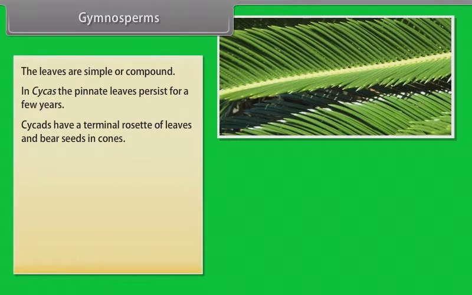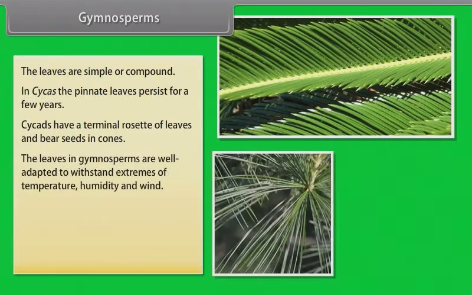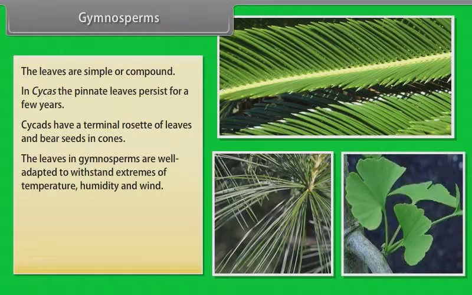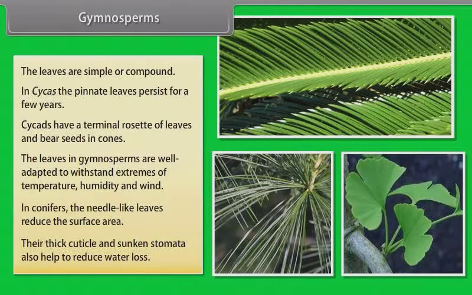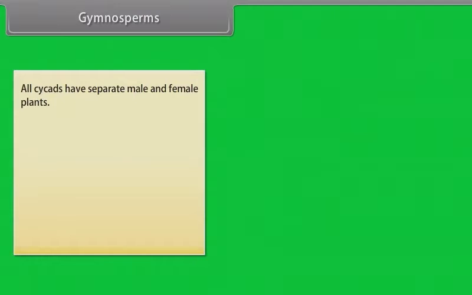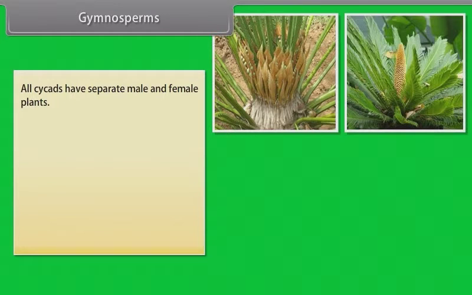Cycads have a terminal rosette of leaves and bear seeds in cones. The leaves in gymnosperms are well adapted to withstand extremes of temperature, humidity, and wind. In conifers, the needle-like leaves reduce the surface area. Their thick cuticle and sunken stomata also help to reduce water loss. All cycads have separate male and female plants.